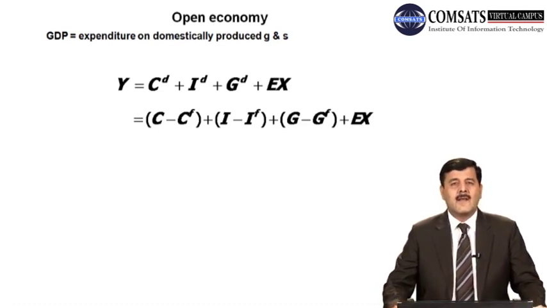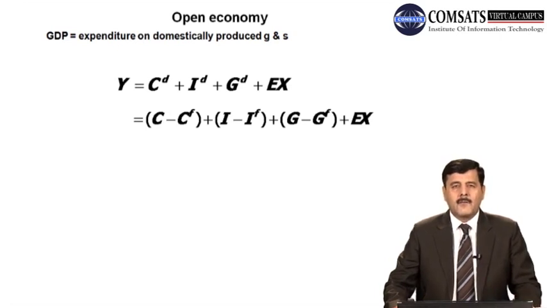If you remember, C is equal to CD plus CF, right? So if you rearrange that equation, we'll get CD is equal to C minus CF. So substitute that value here in place of CD, so we will get C minus CF plus. Similarly, the other equation we saw, that investment is equal to ID plus IF. So if we rearrange that equation and find out the domestic investment, that would be equal to I minus IF. So substitute that here in place of ID.